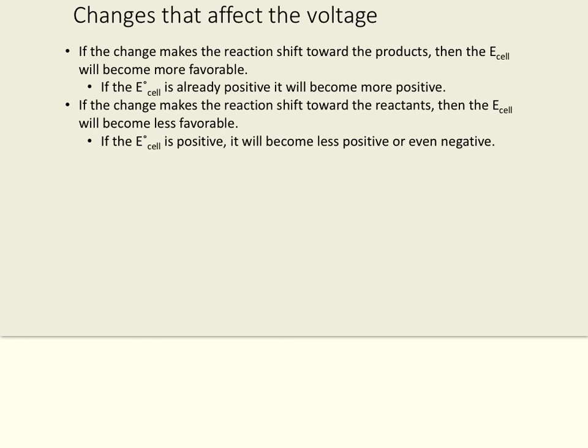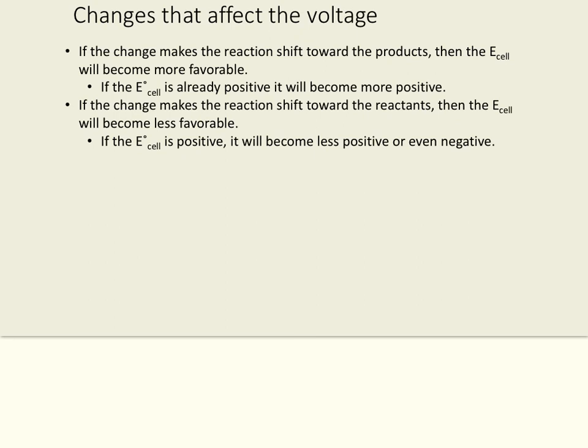If the change makes the reaction shift towards the products, then the cell potential will become more favorable. If the standard cell potential is already positive, it will become more positive. If the change makes the reaction shift towards the reactants, then the standard cell potential will become less favorable. If the standard cell potential is positive, it will become less positive or even negative.